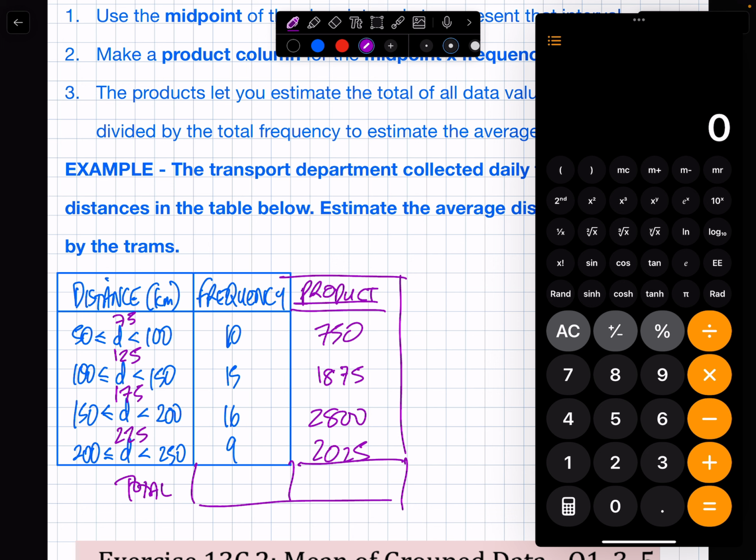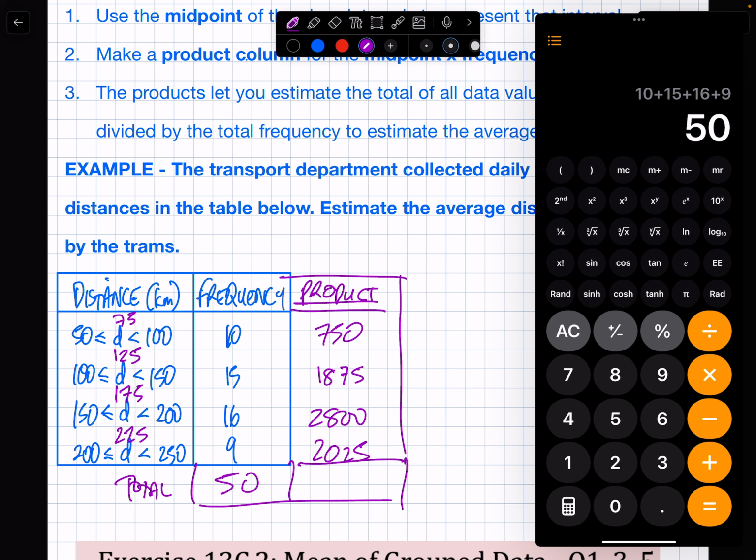How many bits of data were there between 50 and 100? 10. How many bits of data were there between 100 and 150? 15. So what could I do with that column to tell me how many bits of data there were overall? If I've got 10 things, 15 things, 16 things, 9 things, what would the total be? Add them up, yeah. 10 plus 15 plus 16 plus 9. There are 50 bits of data.